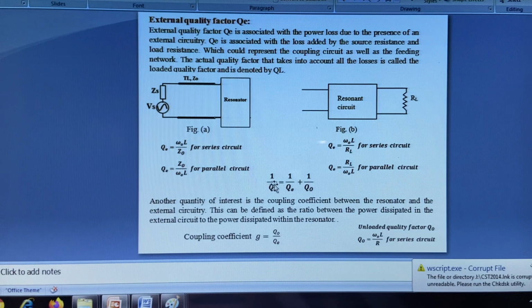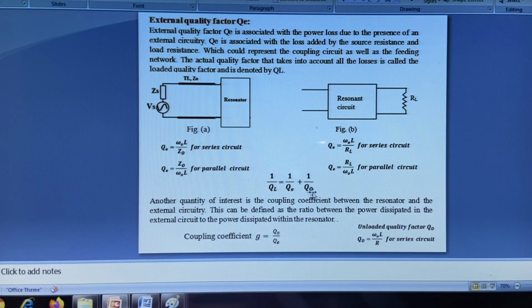Then the loaded quality factor is related to the external quality factor and the unloaded quality factor. The unloaded quality factor Q naught is associated with the losses in the resonator circuit, so Q naught is given by omega naught L divided by R. This we studied in the earlier topic. The loaded quality factor QL is given by 1 over QL equal to 1 by QE plus 1 by Q naught. So it is associated with the losses of both the resonator as well as the external circuitry.